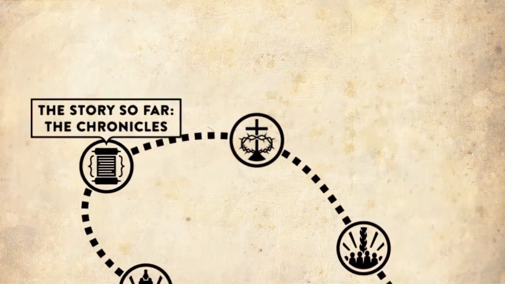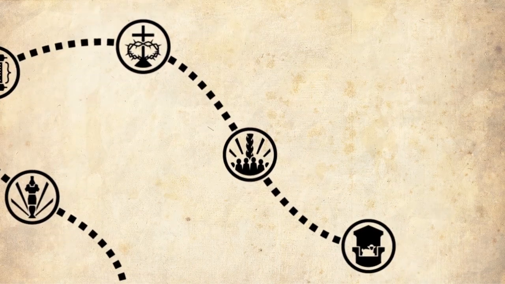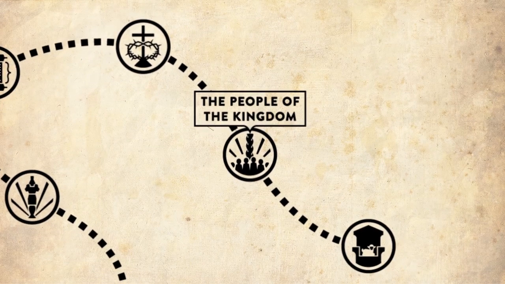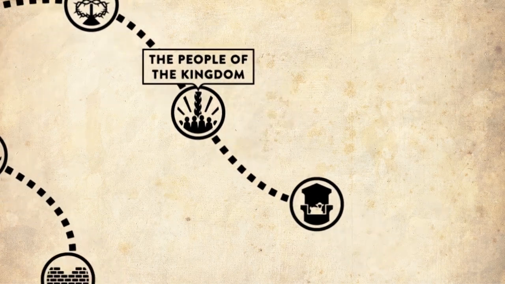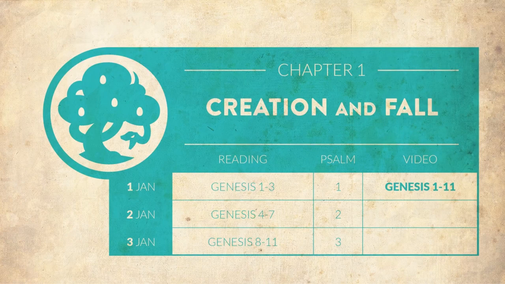And finally, we come to Jesus himself and his announcement of the kingdom of God, which is then followed by the letters of the apostles to the people of Jesus's kingdom. Finally, we'll conclude the entire biblical story with the Revelation, a poetic vision of Jesus's return and the healing of all creation. Now, each of these 16 chapters has a number of reading sessions it will take to complete it.